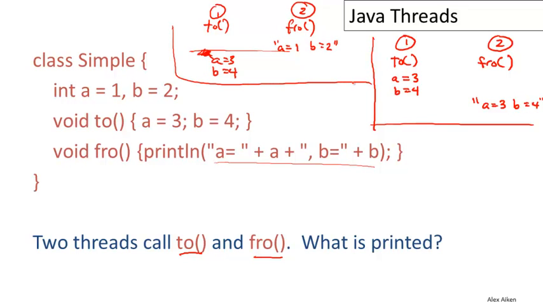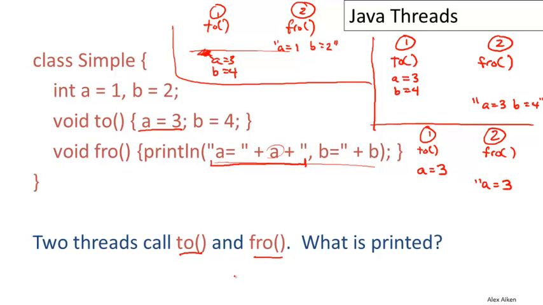But then there are some other odd possibilities, and let's take a look at one of those. What happens if the threads actually interleave in a non-trivial way? So let's consider the following possibility. Let's say that to executes the assignment a is equal to 3. And now fro executes the first part of the print. So it does the read of a and starts building up this output string. So it's going to print out here a is equal to 3.